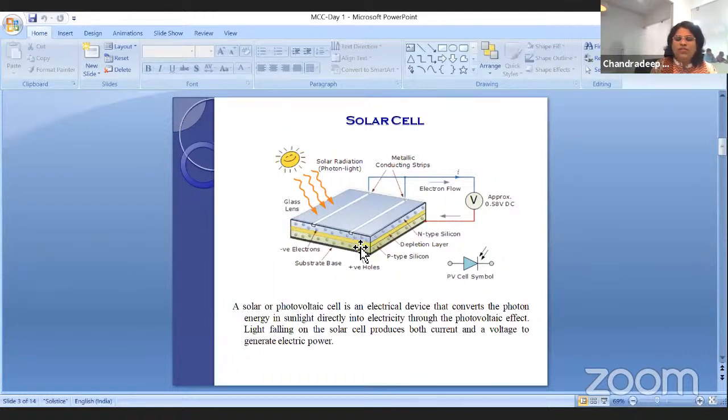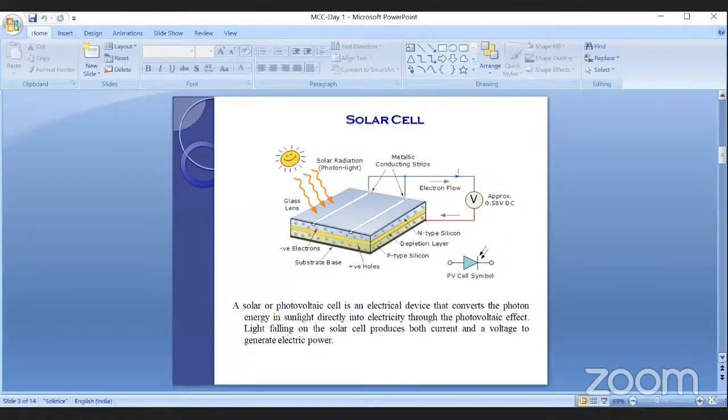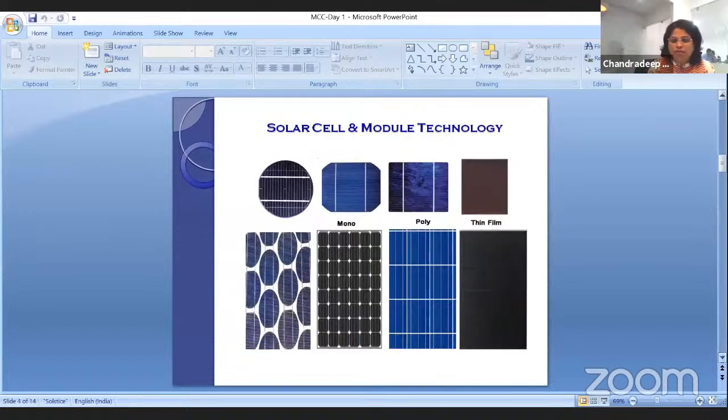So this is a solar cell, a small solar cell. Light falls on the cell and both current and voltage are produced. Now, the technologies present in the market. These are not research-level technologies; they have already been in the market for the last 60 years. The top portions are solar cells, single cells, and when all the cells are connected in series, we call it a module.